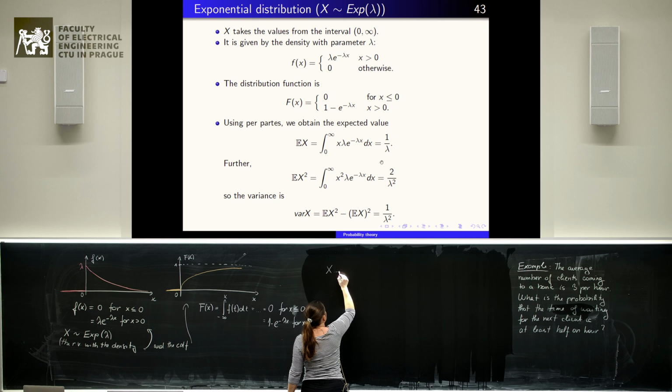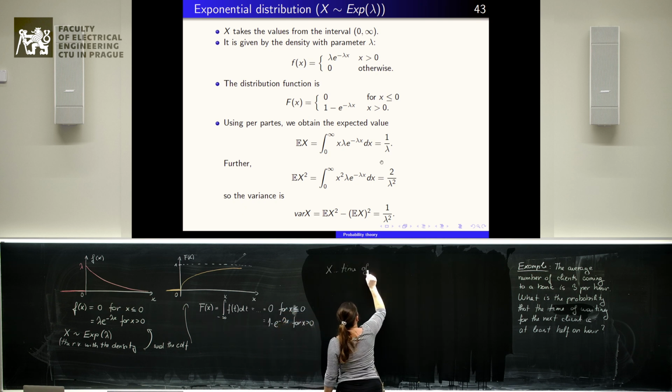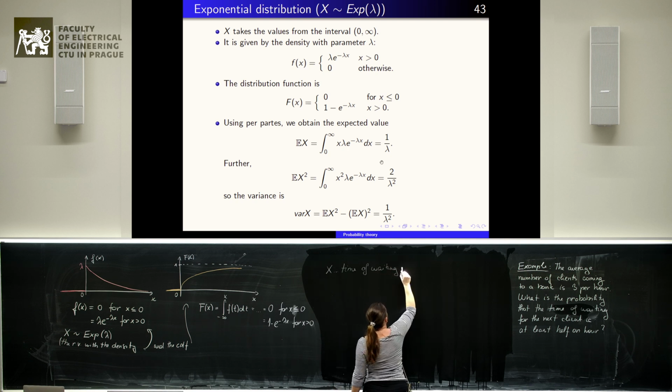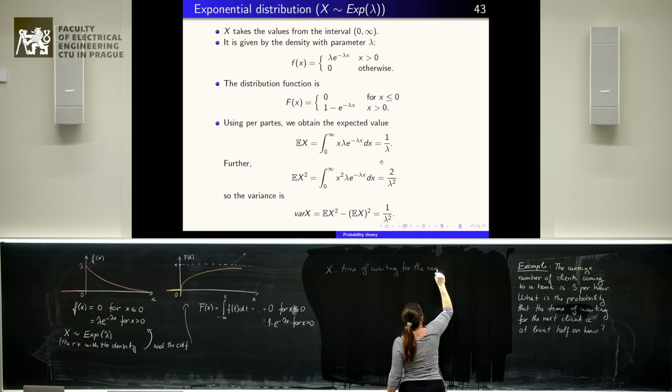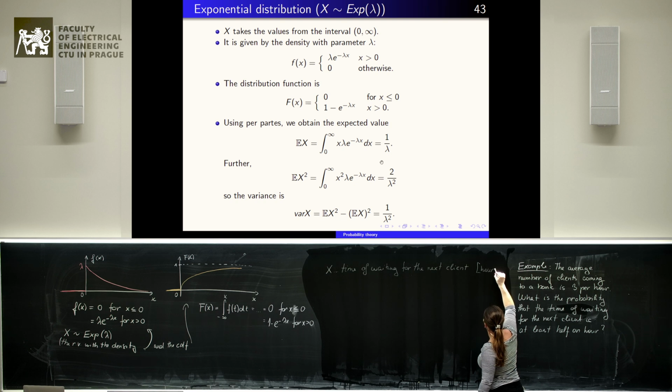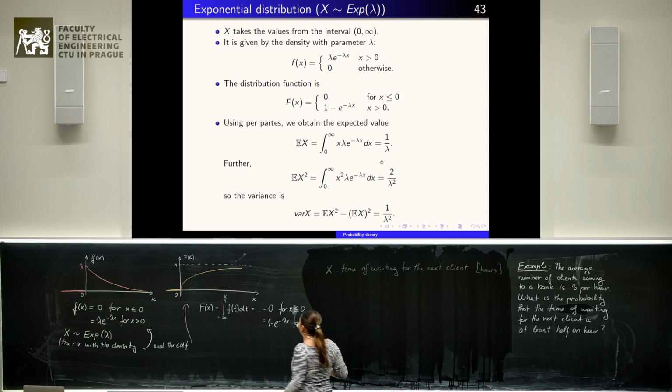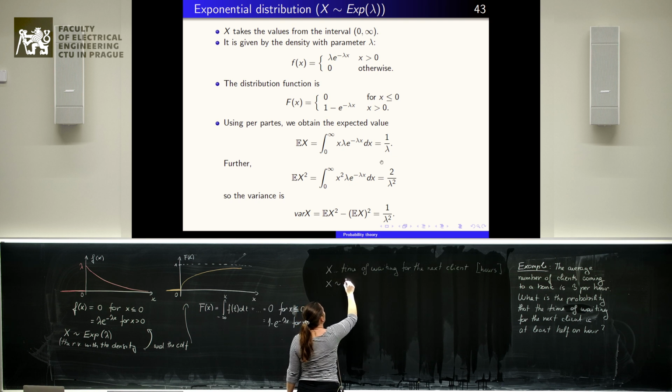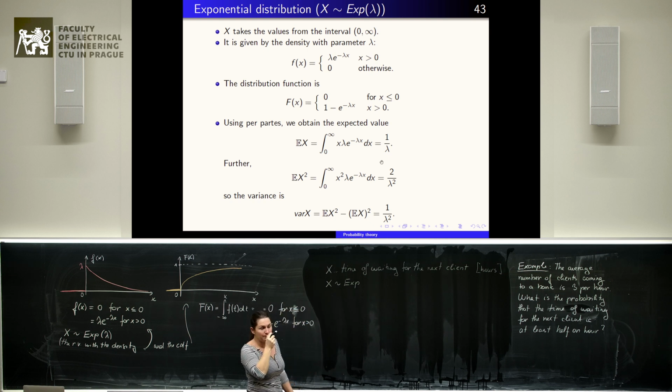We denote X a random variable describing the time of waiting for the next client. The time of waiting can be, let's say, in hours. Just note that if you use minutes or seconds or an arbitrary unit, the result will be the same, of course. So I will choose hours, and because it is the time of waiting for some event with no upper boundary of waiting time, which can come at an arbitrary time, it is a typical example of a random number with exponential distribution.